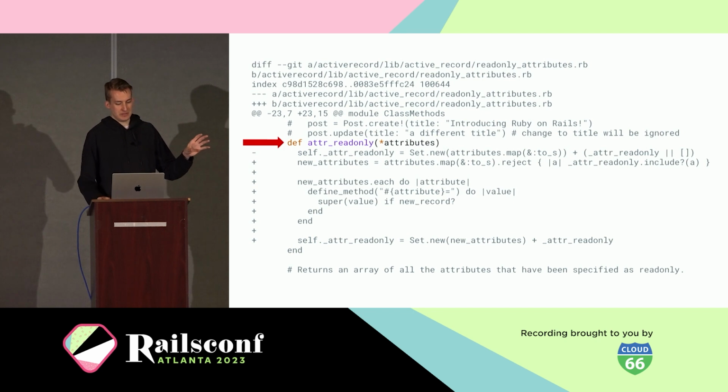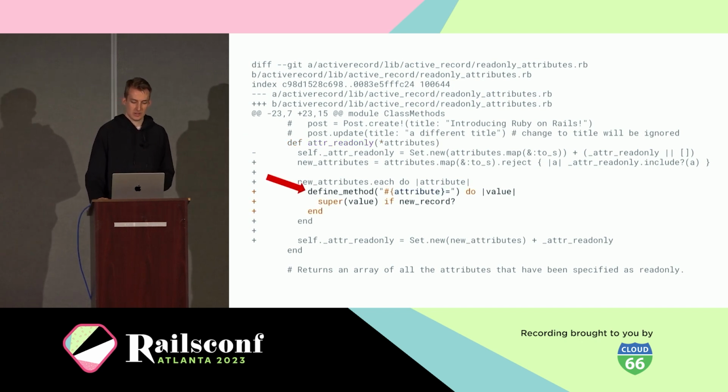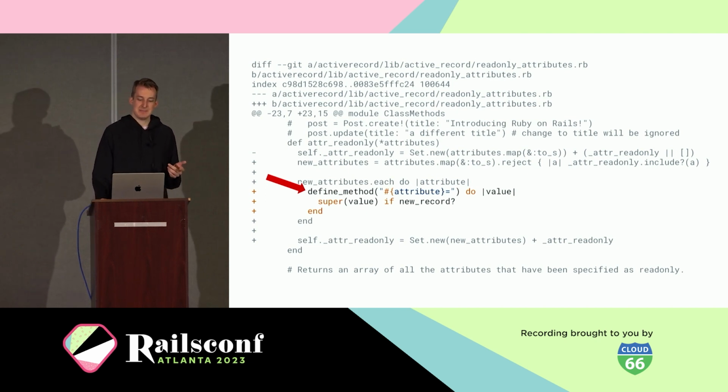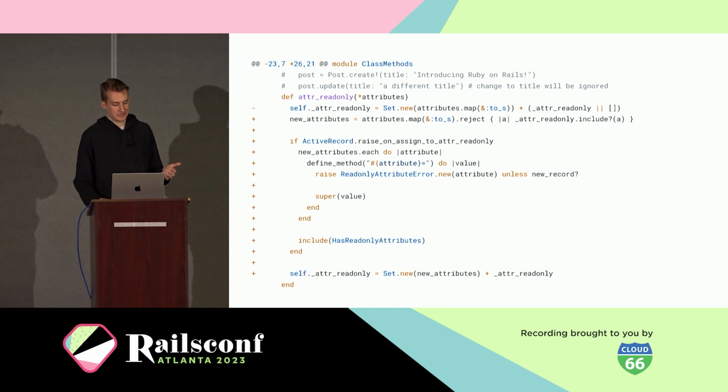This attribute read-only method is a class method that you call in your model when you want to mark attributes as read-only. It works similar to associations. The important bit to notice is that calling this method now redefines the read-only attribute setter so that when you call it, it will only update the attribute if the record is new. We can use this same technique, but take it a step further by having it raise if the record is not new. And that will look something like this.